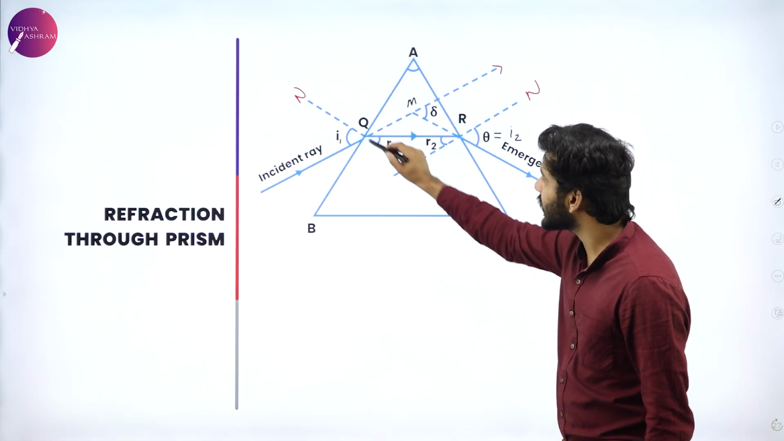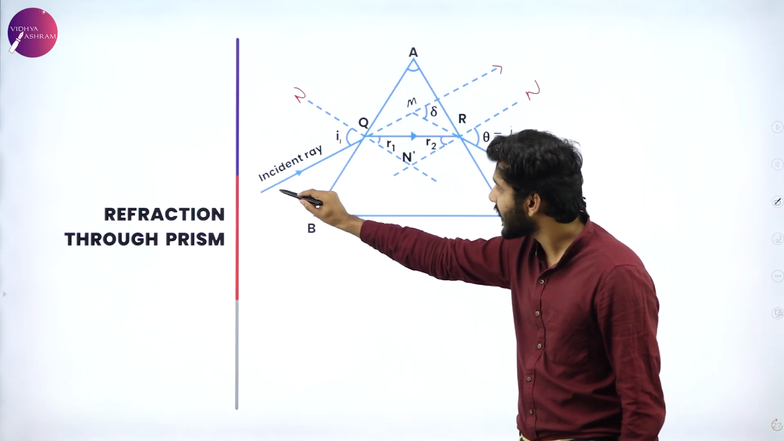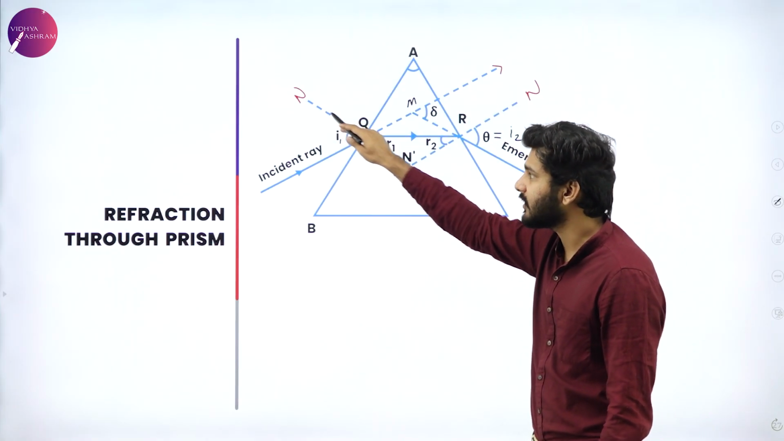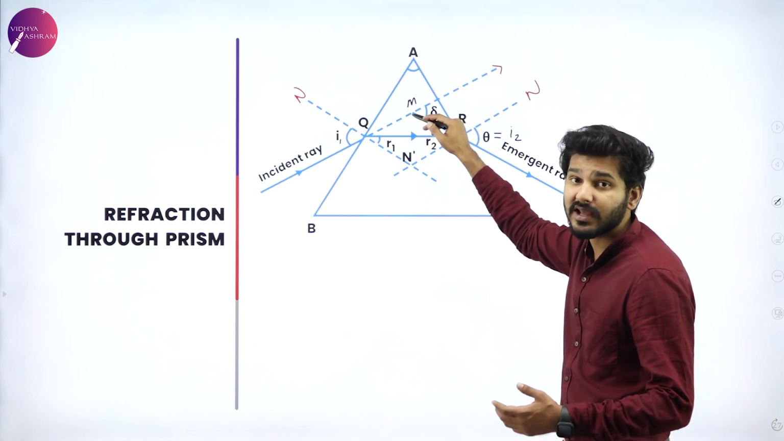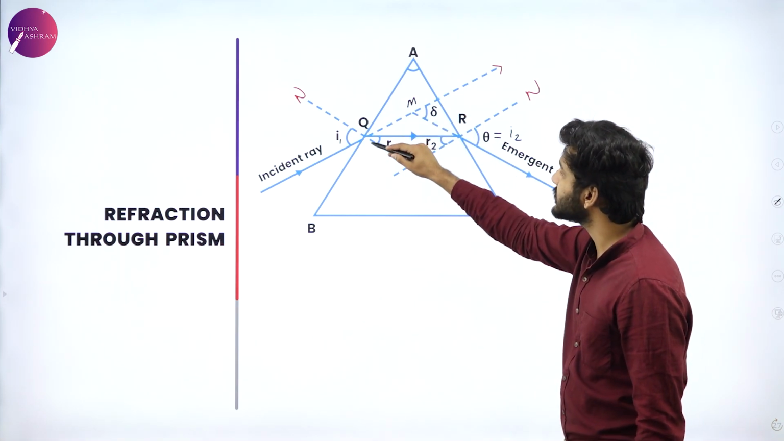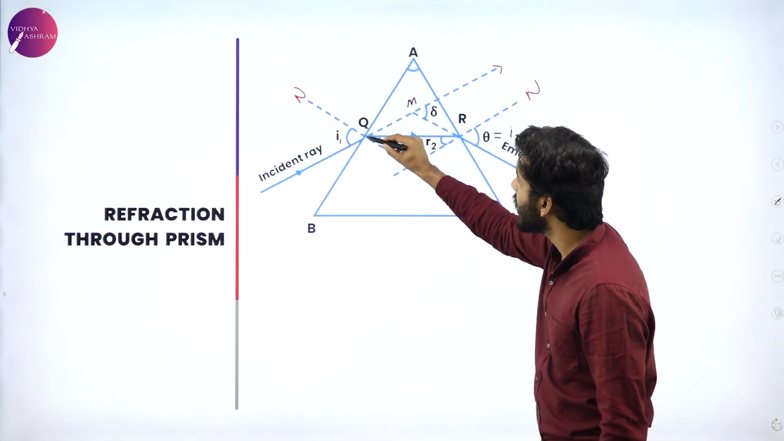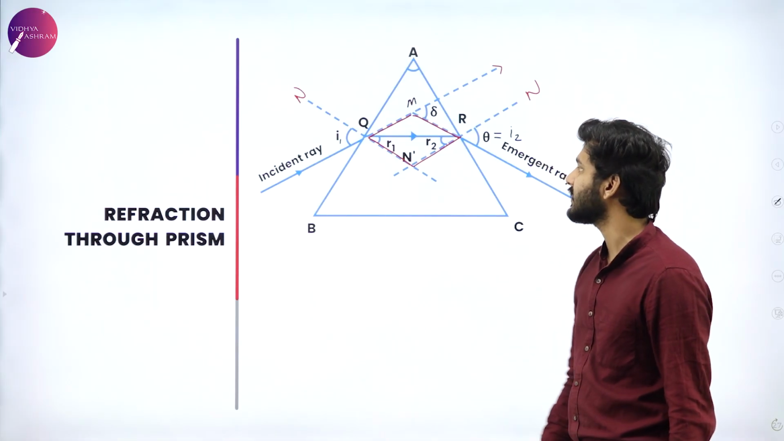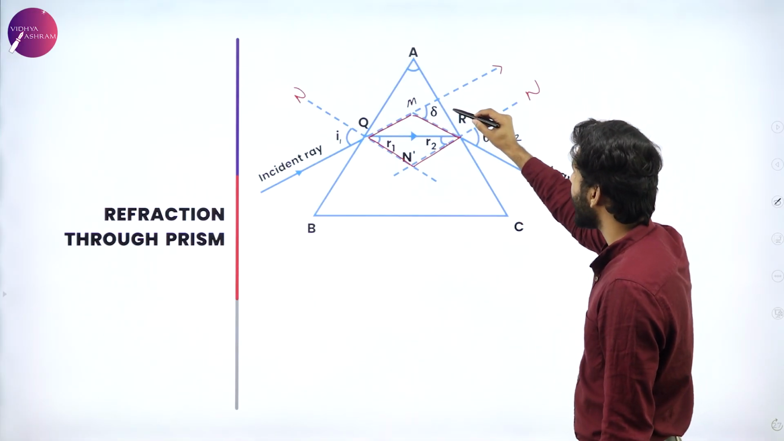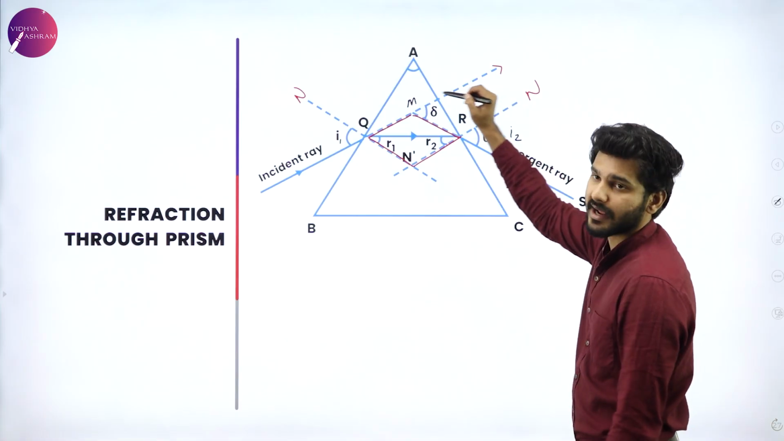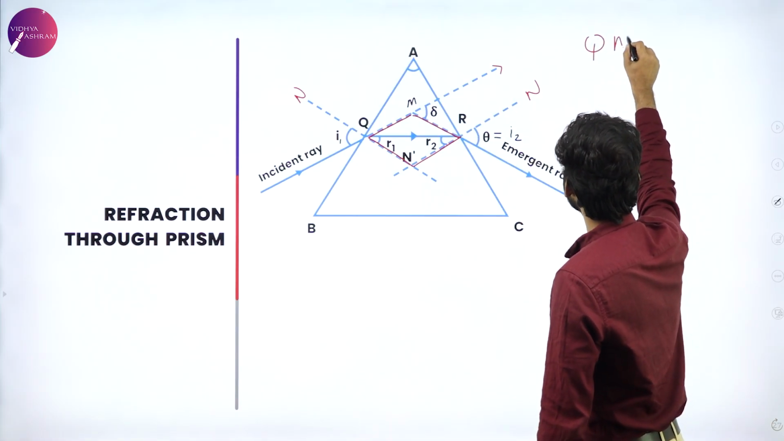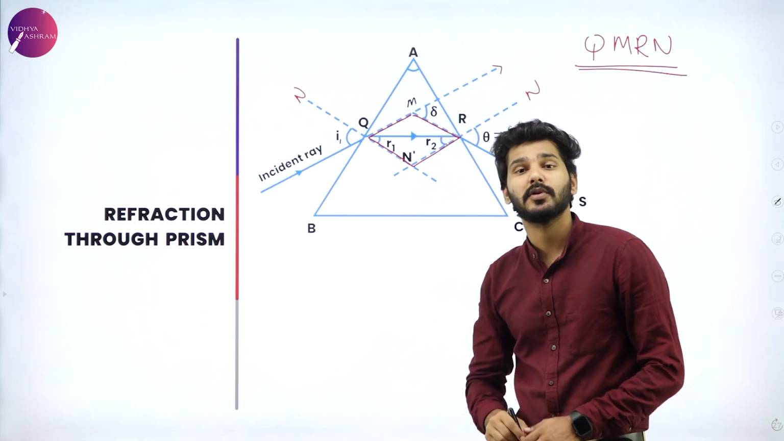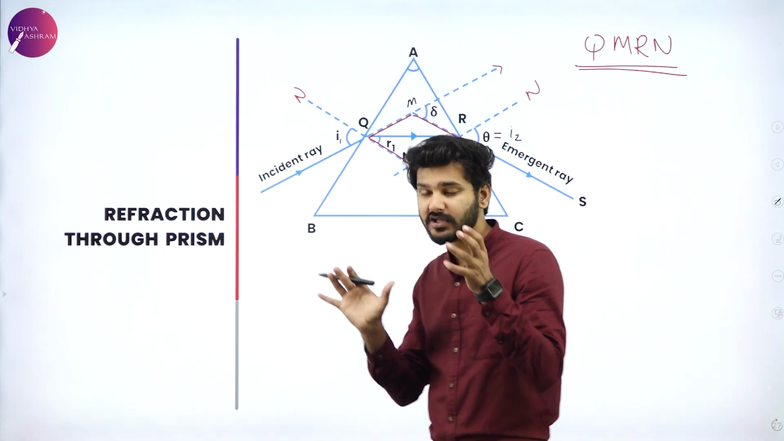If I join together all these different lines, that is, if I extrapolate the line of the incident ray, the normals, and the emergent ray, all of them meet and form a quadrilateral, a four-sided figure like this. Let's say that it is QMRN or QNRM. So QMRN is a quadrilateral inside this particular prism, a mathematical geometrical structure.